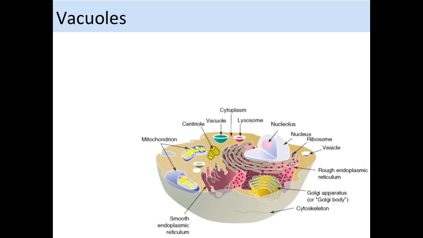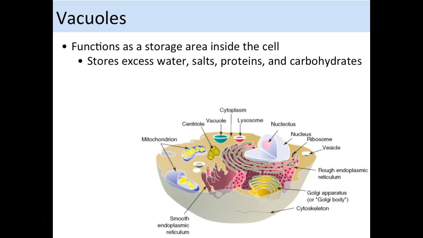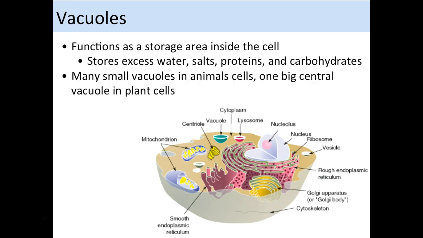Another membrane-bound organelle found in both animal and plant cells are called vacuoles. However, their shape is a little bit different depending on if it's in an animal cell or a plant cell. Vacuoles function as a storage area inside the cell, and they store excess water, salts, proteins, and carbohydrates. In animal cells, you will find many small vacuoles. In plant cells, you get one big central vacuole.